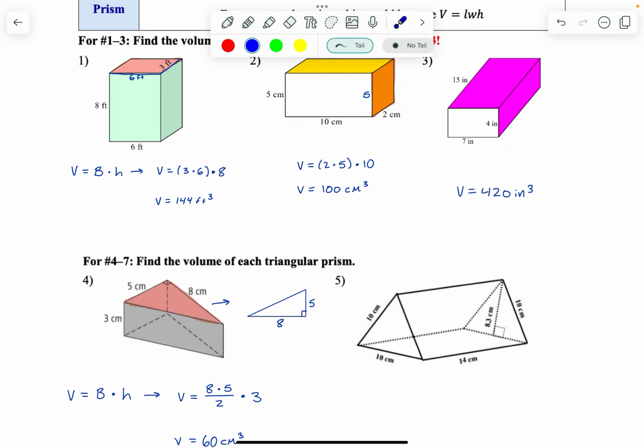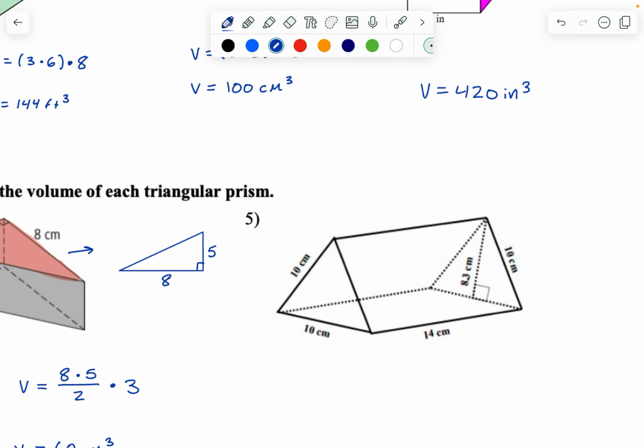Doesn't matter if we're looking at a rectangular prism or a triangular prism, which are the only two types of prisms that we are going to look at. You are always going to be using the same formula. Volume is equal to area of the base times the height.